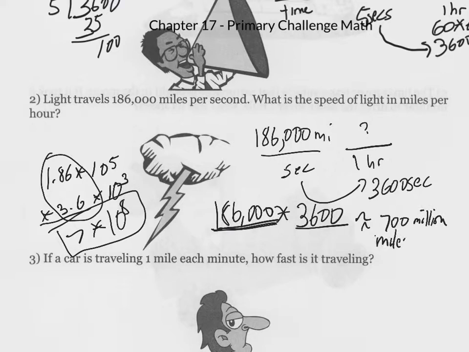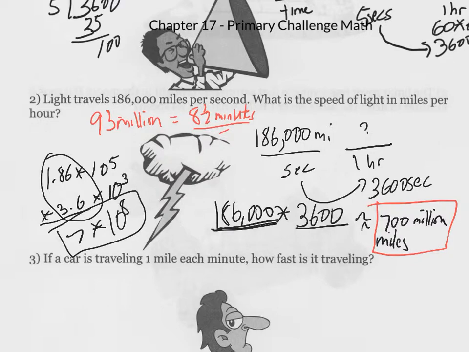Now, does that answer make sense? Let's think about that. Well, the sun is 93 million miles away, and it takes around 8.5 minutes. So we say, well, about 7 times more than that. Yeah, so our answer, we see, makes sense.